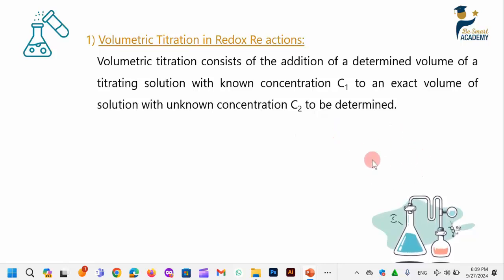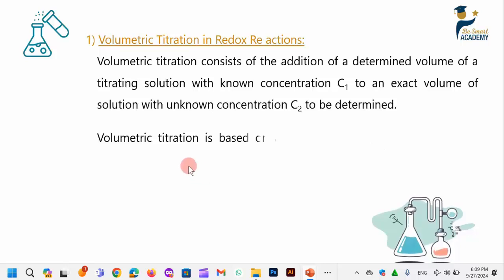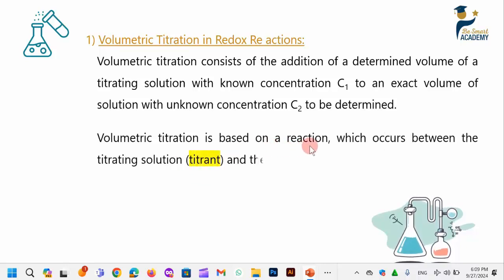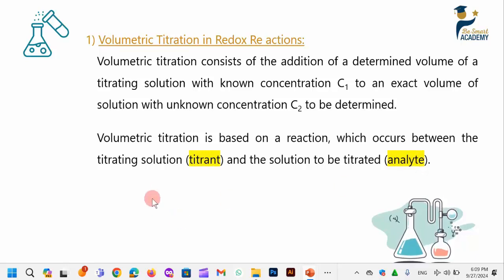عادة بتكون بالبيكر حنسميها later analyte. فإذا by a certain method we can calculate it. Volumetric titration is based on a reaction which occurs between the titrating solution, the titrant, and the solution to be titrated, which is the analyte. يا جماعة التايتريشن إذا بدي ألخصها بكل بساطة.